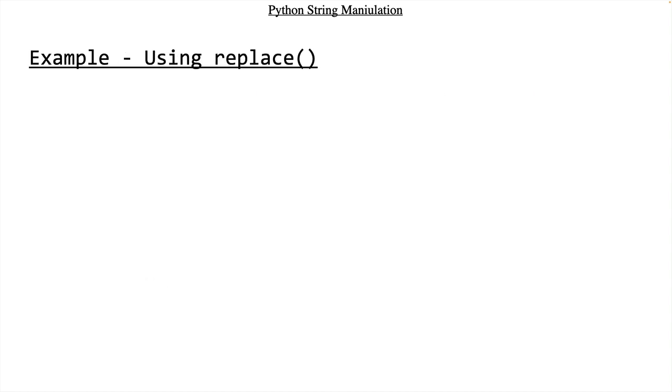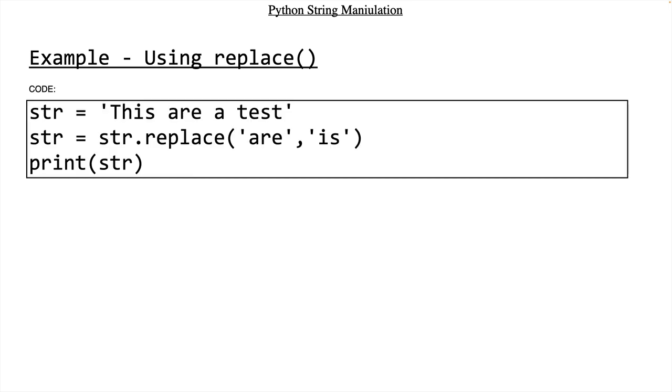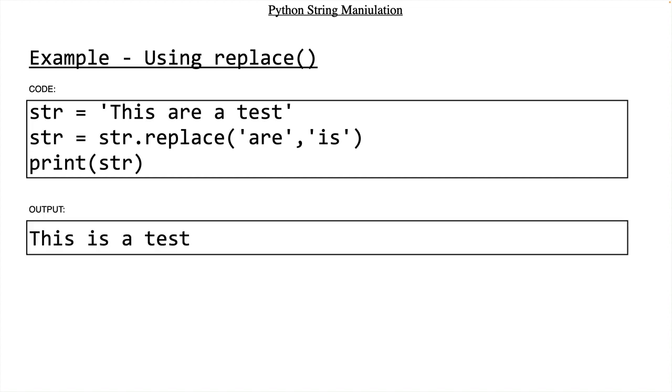So let's look at some examples of doing this. I define a string that says "this are a test." I then call the replace method saying look for r and replace it with is, assign that back to string, and then print the string out. And if I do that, the string "this are a test" becomes "this is a test." So r was replaced with is.